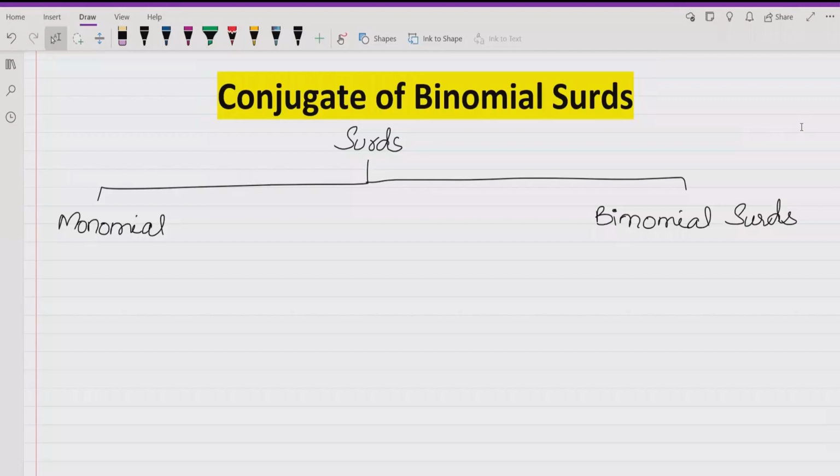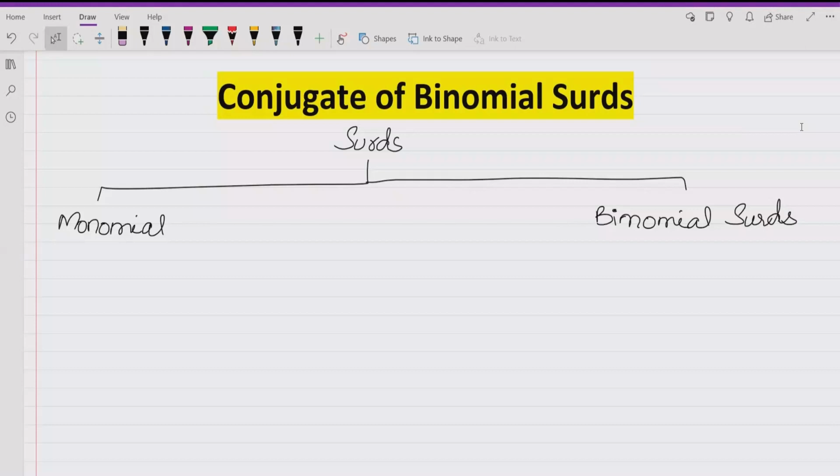Today we will learn about the conjugate of binomial surd. We already have covered what is surd and its type, so first we will recap it. Surds has two types, like monomial and binomial. We already made a video on it. You can see that video. It will show in the card.